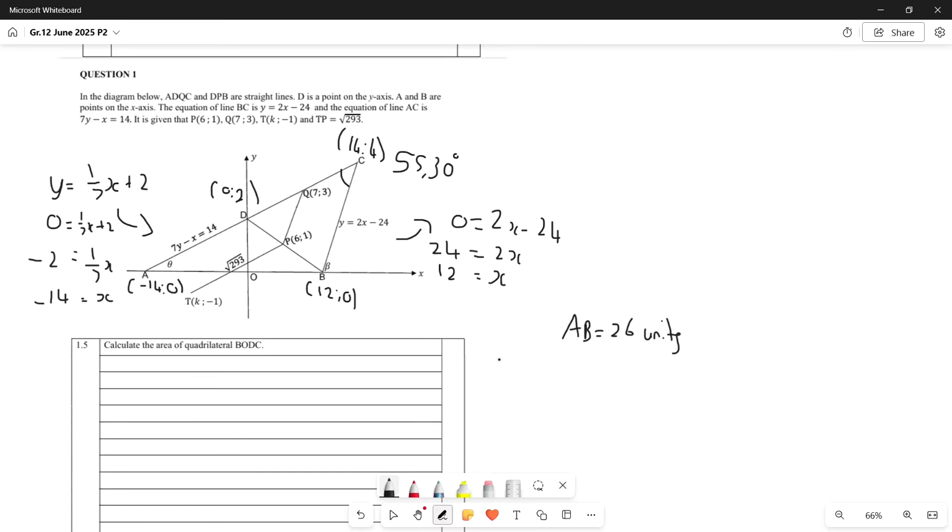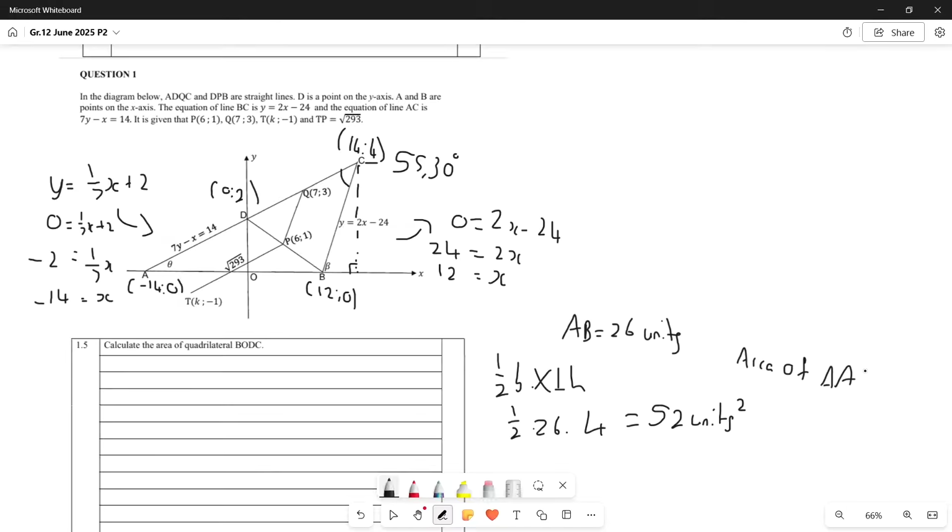This is good for us because remember, we want half base times perpendicular height. Okay, so we have the base over here, but we only have a hypotenuse and a kind of slant height. But one thing that was good earlier was that we had this perpendicular height if we connected this triangle over here. The maximum height of this point is 4 units, which means we have half times 26 times 4, the perpendicular height over here. And then we can calculate it, and we have 52 units squared for the area of triangle ABC.